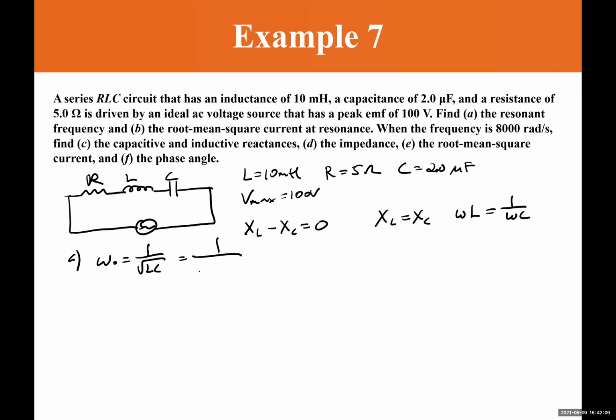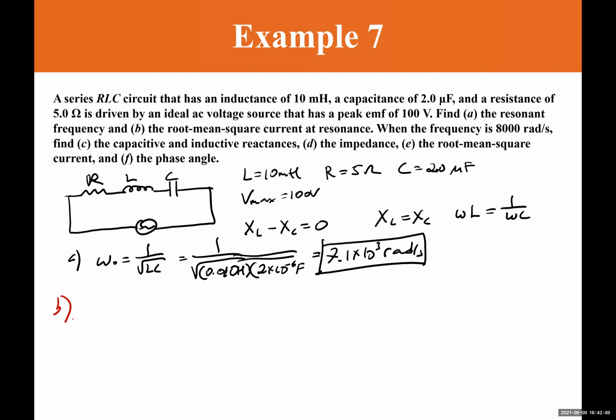So then I can calculate 1 over the square root of 10 millihenry, so 0.01 Henry, times the capacitor, which is 2 times 10 to the negative 6 farad. So we calculate, and we will get 7.1 times 10 to the 3 radians per second. That's my resonance frequency.